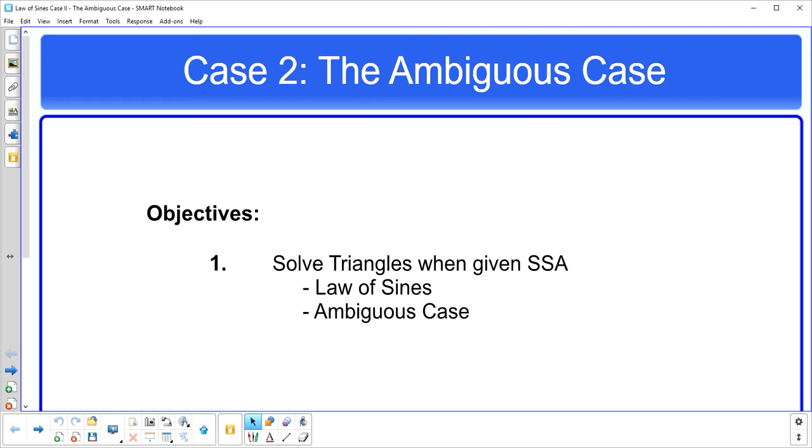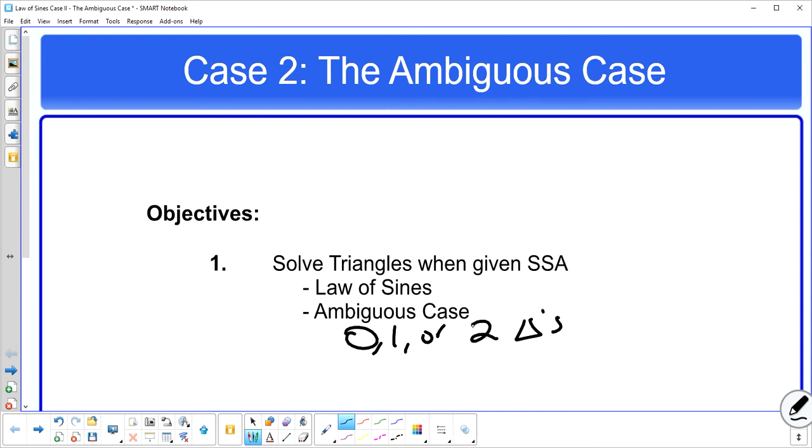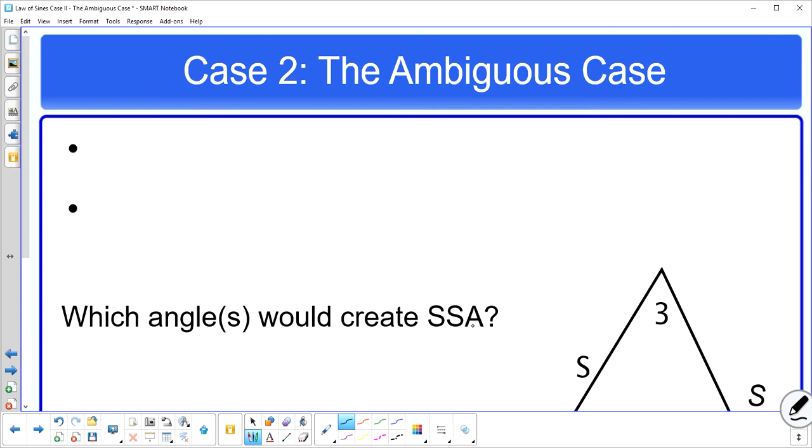Alright, Pre-Calc Chapter 6, we're going to look at Case 2 today. So remember, we're talking about law of sines and cosines. Case 2 is going to be about the law of sines still, and we also call this the ambiguous case. And remember the ambiguous case because your solutions could involve 0 triangles, 1 triangle, or 2 triangles. Okay, so we could have multiple solutions. We'll talk about each one.